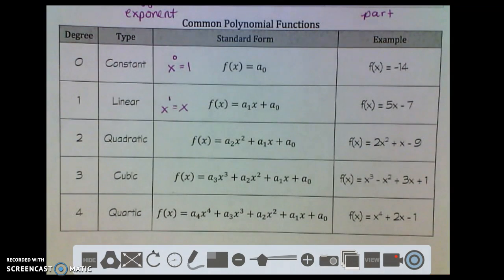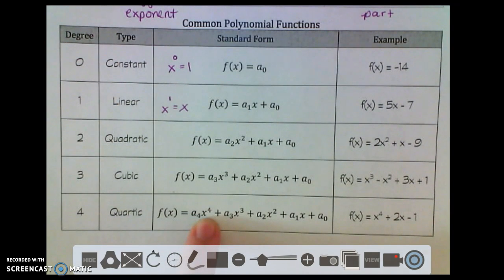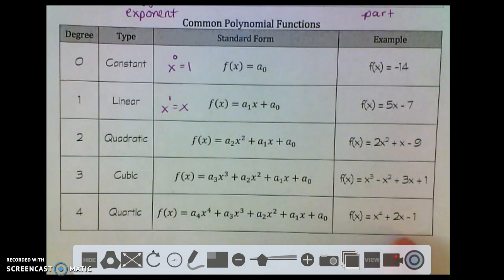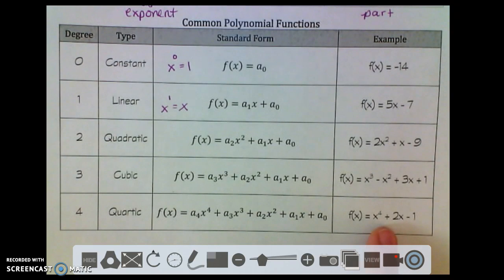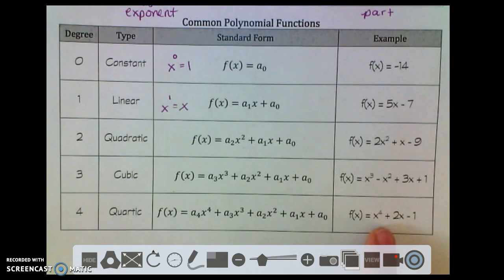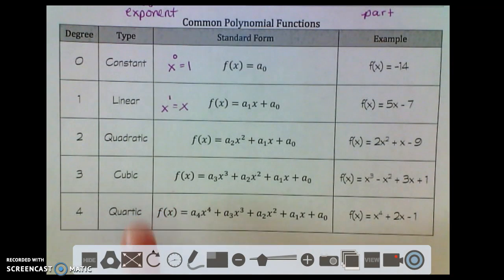And fourth is a fourth degree. A quartic function has a highest degree of 4. So our biggest exponent is 4. And it might look like this. And here we can see an example of one that's missing some terms. It doesn't have an x squared term. It doesn't have an x cubed term. But because the highest exponent is 4, it is a quartic function. So that's how we classify, label, and identify those polynomials.